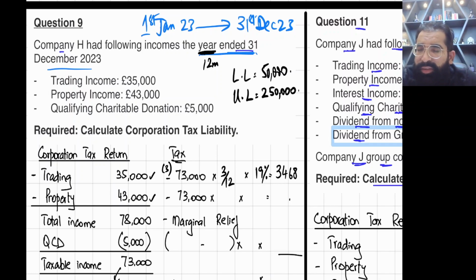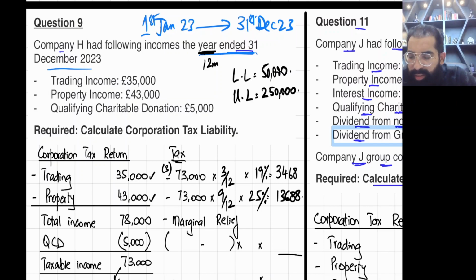Now 73,000 is the profit for 12 months, but only 9 months lie in the new financial year. So you will do 9 upon 12, because you have already calculated the tax for the first 3 months. Into the new tax rate, which now is 25% because you are in the higher rate, 13688.